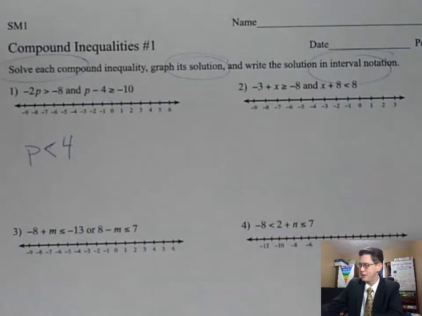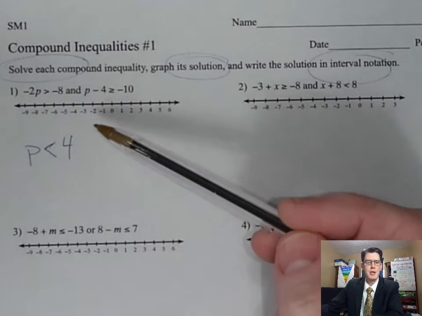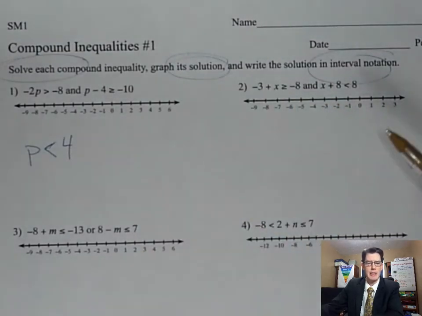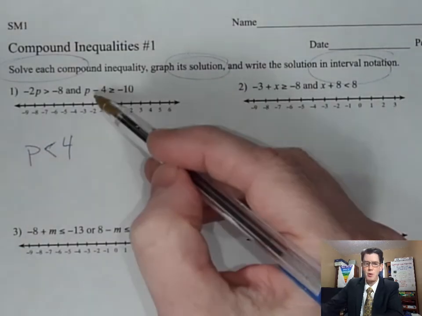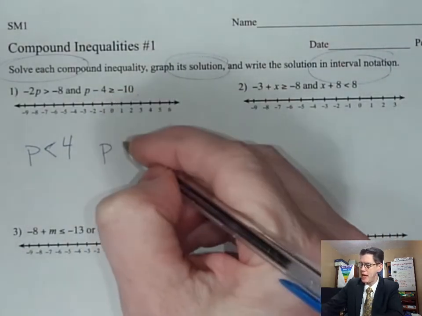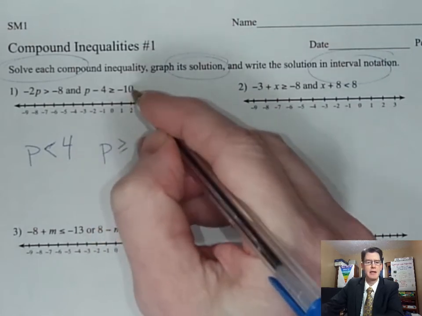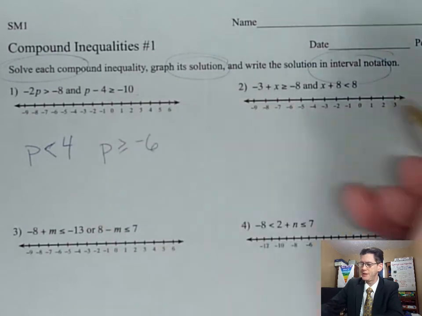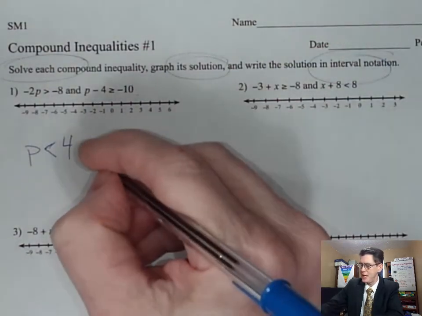Maybe I will on some of these, but the process we want you to learn today is the and, the or, and the combined. On this one, we're going to add 4 to both sides. We do the opposite of minus. So we add 4, keep the sign the same, and -10 plus 4. When you work that through, you get -6. And this is an and.